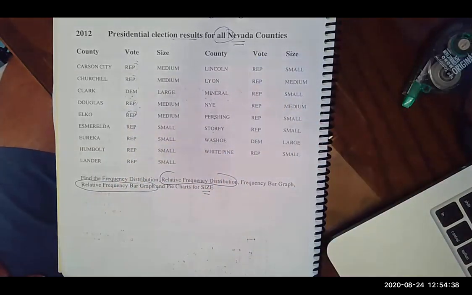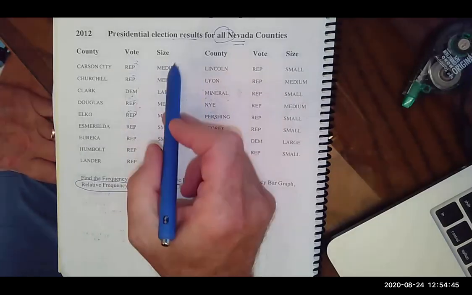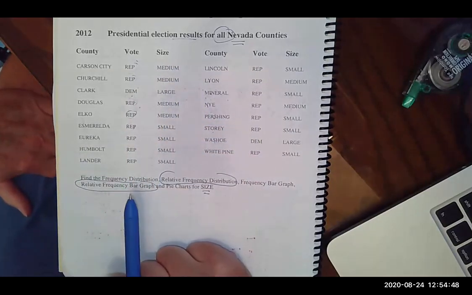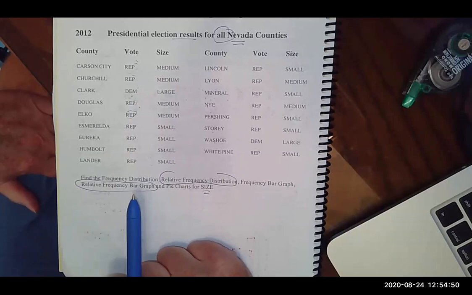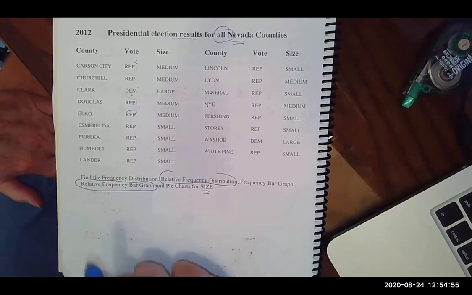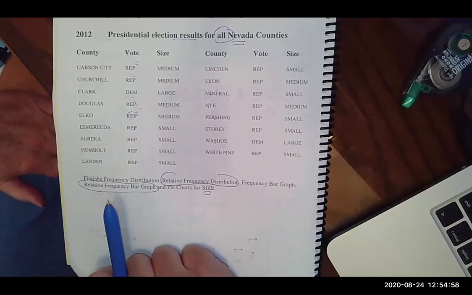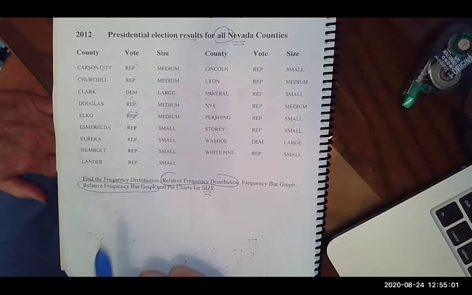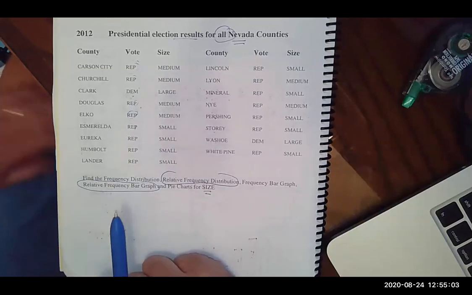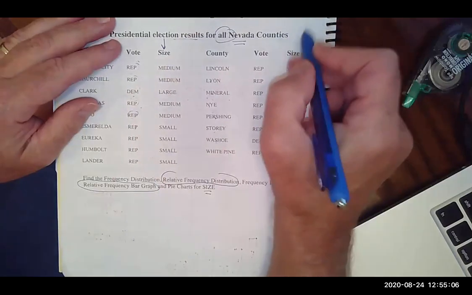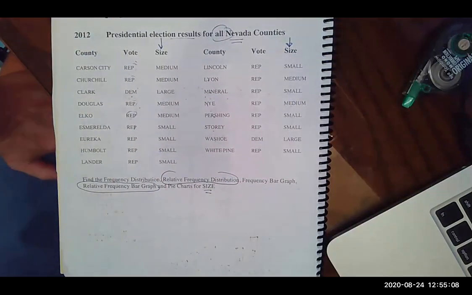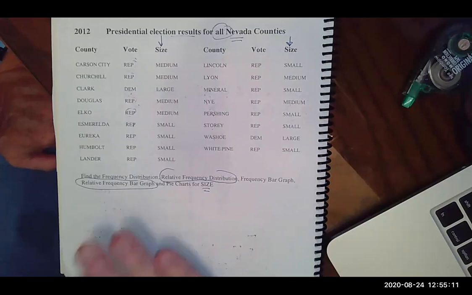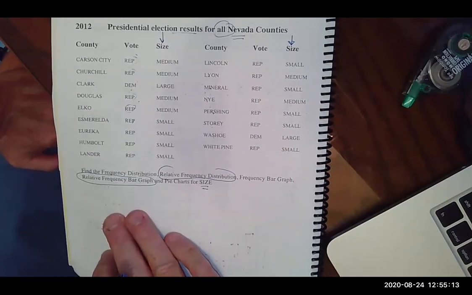Just by spot checking, it looks like 8 years ago it was a Republican state. Now, size-wise, this is the size of the county. I don't have what constitutes the number-wise size of small, medium, large. I don't know. That's not the point of this. The point is, let's make a relative frequency distribution based on size, which again, size is a categorical variable, or qualitative.